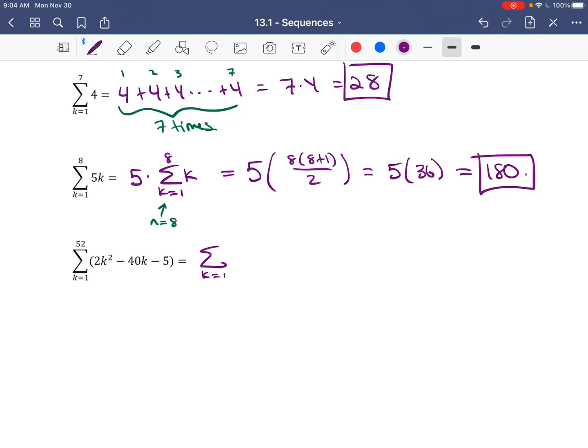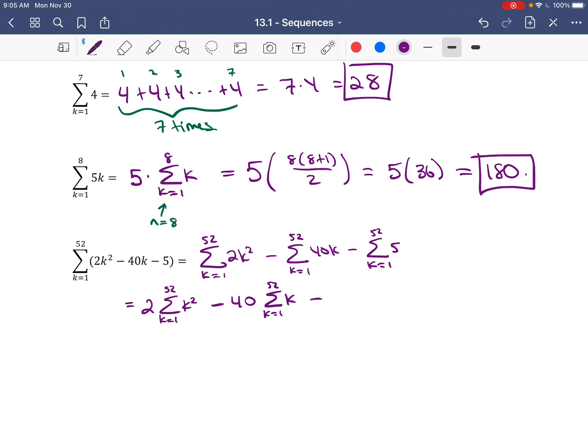So this is the sum from k equals 1 to 52 of 2k squared, minus the sum from 1 to 52 of 40k, minus the sum of 5. Now I can break it up even further because I can take out the multiples. So the 2 can come out, and then it's the sum from 1 to 52 of just k squared. Oops, this is a minus. And then that 40 can come out, and it's the sum from k equals 1 to 52 of just k. The 5 could come out, but I'm going to leave it in because we have a formula for a sum of a constant.